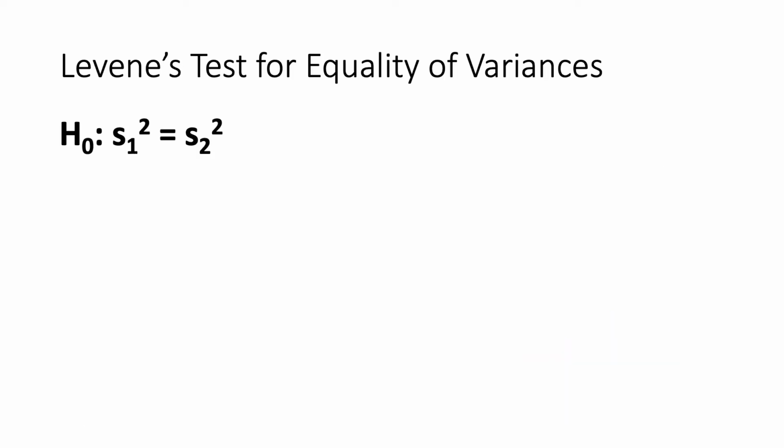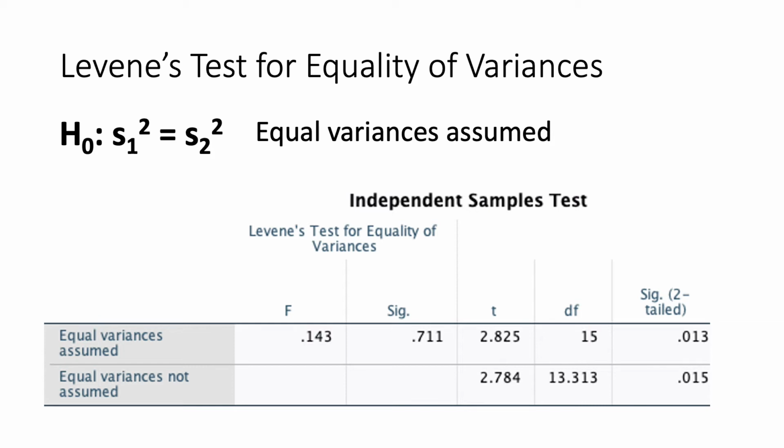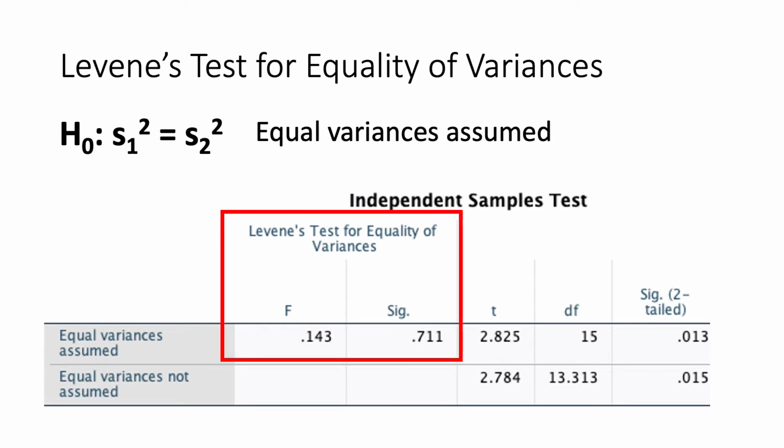SPSS runs a test for us, and it's called Levene's test for equality of variances. Keep in mind that the null hypothesis is that the variance is going to be the same for both. We're going to assume that there are equal variances. The SPSS results look like this, and there's the Levene's test for equality of variances. It gives it to us as an F statistic and a significance value. And notice that the significance value in this case is 0.71.